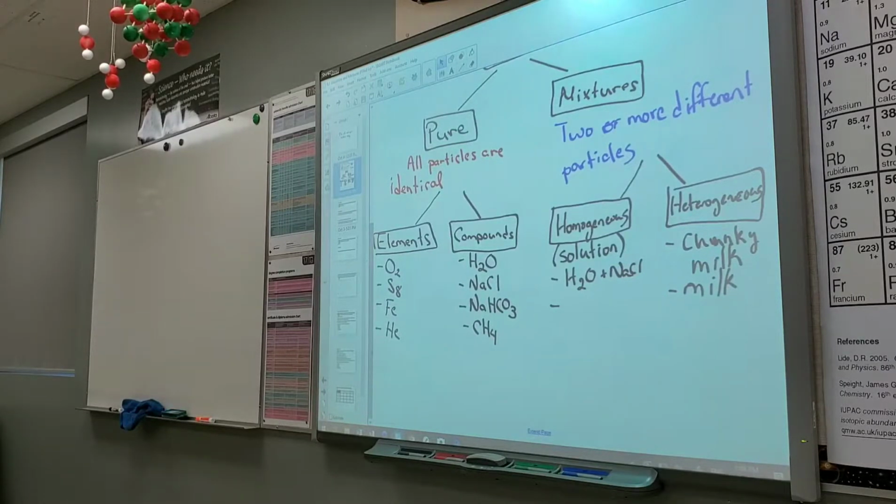So milk, does milk look like water? No. There must be something in the water that's blocking light from getting through, right? And so that's what I mean. It's a heterogeneous mixture because you know it's mostly water, but there must be some other type of particle that's blocking the light from getting through the water.